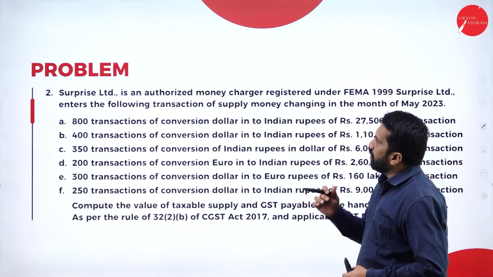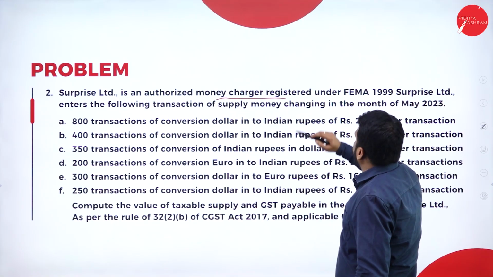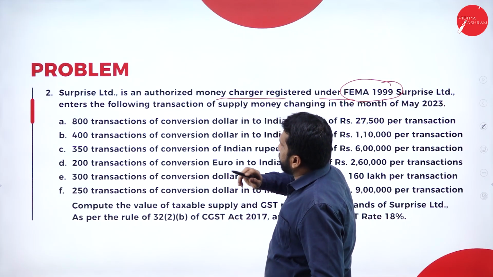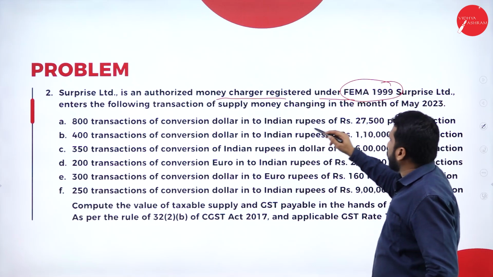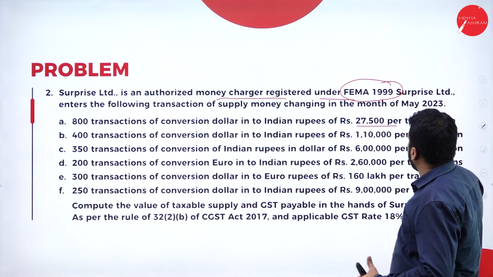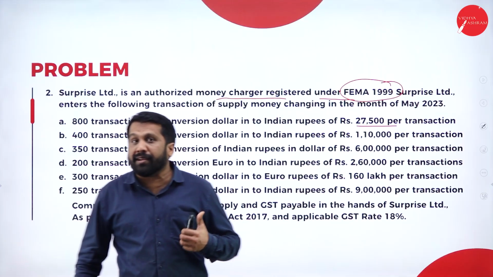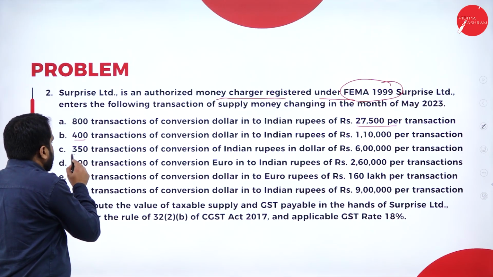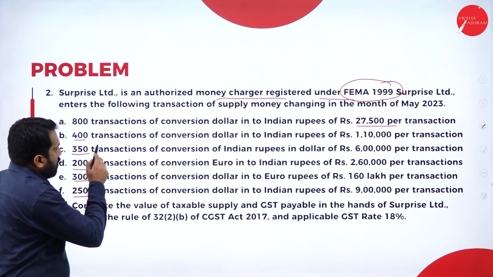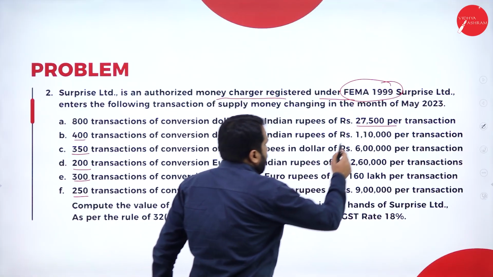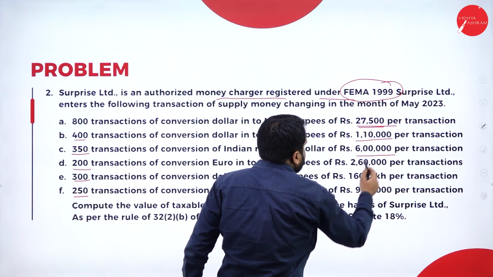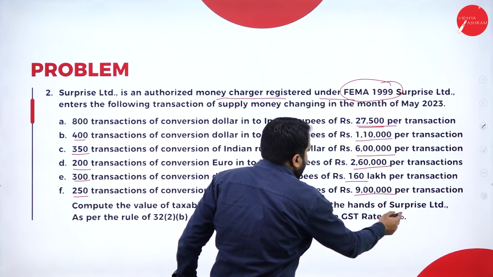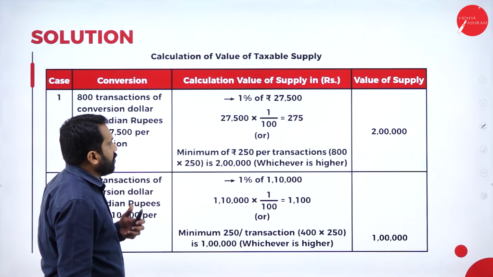Surprise Limited, an authorized money changer registered under FEMA 1999, entered into the following transactions. 800 transactions of conversion of dollars into Indian rupees, 27,500 per transaction. Similarly, they have given all the transactions. Per transaction, we have to charge charges. Now, 400, 350, 200, 300, 250. Now, what is the conversion? 21,500, 1,10,000, 6 lakh, 2 lakh 60, 160 lakh, 9 lakh. These are the values, and what is the GST percentage? 18%. You know the slab already.